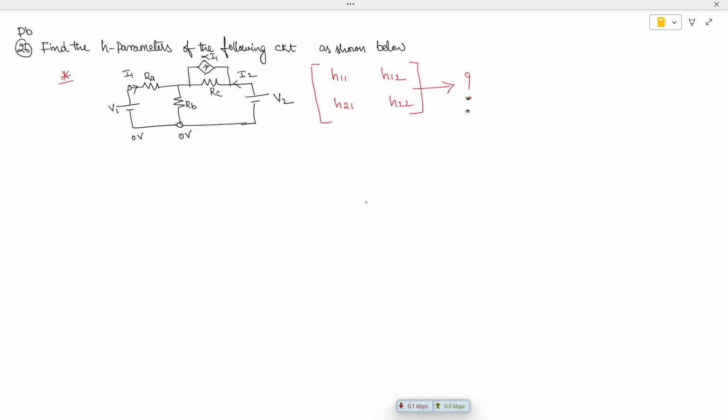So what are the original equations we require? Let's first write down. This is V1, I1 at the input port, and the output port is V2, I2. You need to express these in terms of the other two parameters. So V1, I2 is equal to H11, H12, H21, H22 in terms of I1, V2.